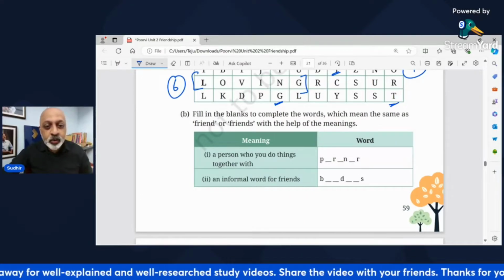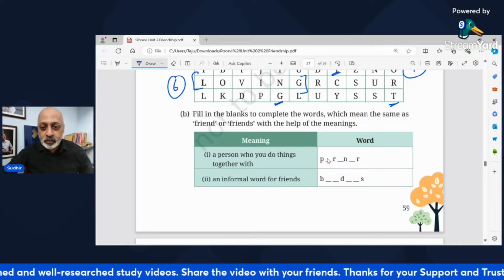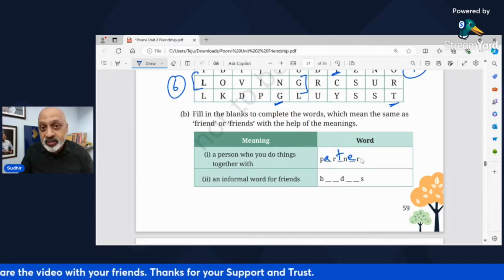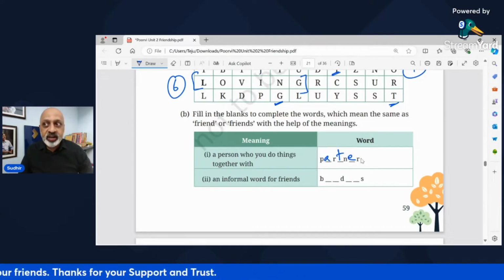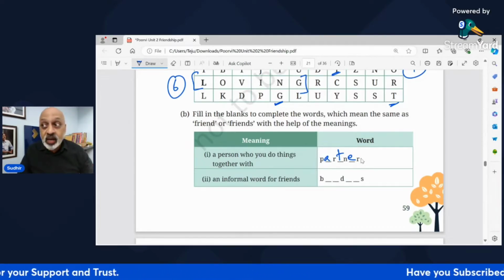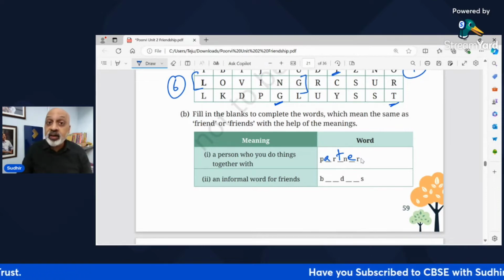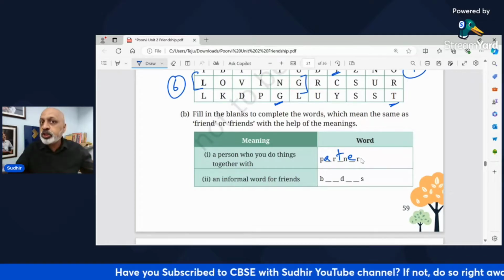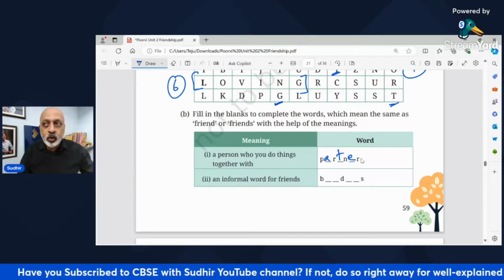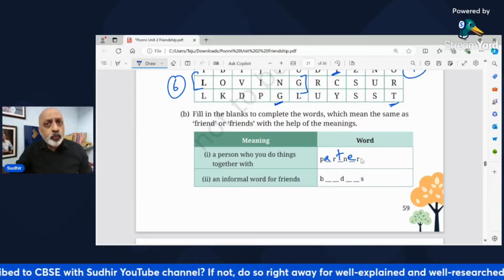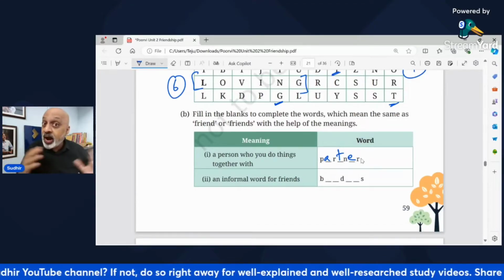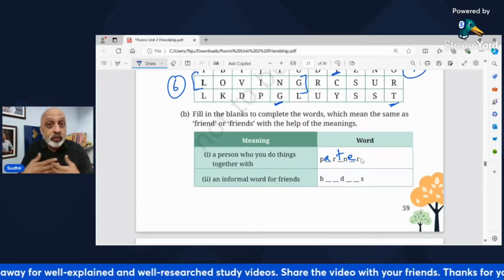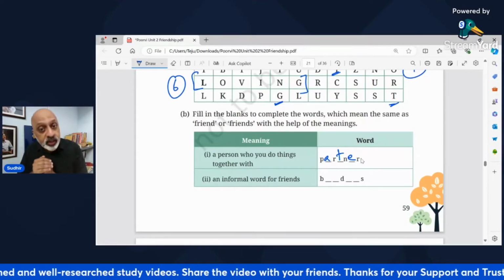A person who you do things together with. P-A-R-T-N-E-R. Partner. You partner with someone. किसी काम को करने के लिए, in order to finish a particular task, you partner, and partner leads to the word partnership. That is, I am having a partnership with someone. और जैसे क्रिकेट में होता है, the 2 opening batsmen had a 50-run partnership. यानी कि दोनों ने मिलकर रन बनाए. They batted together to score those 50 runs for the team.